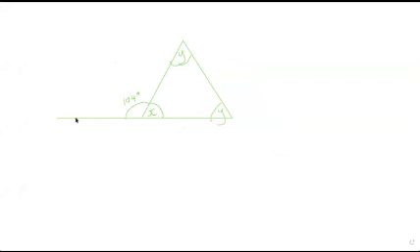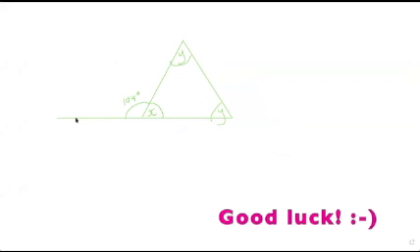Right, now it's your go. So here is your question, and I want you to find out what x and what y represent as numbers. Remember our rules. Good luck!